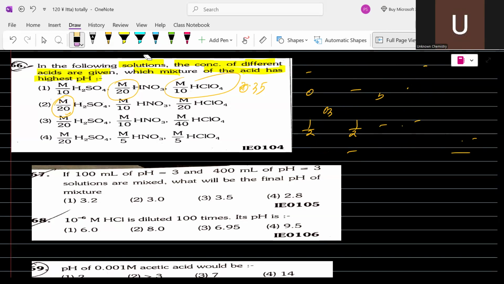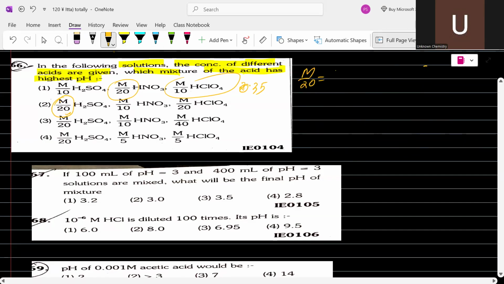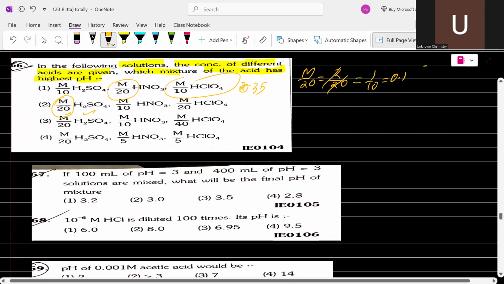And the next option, let me erase this, everyone. Okay, fine. Now the next are M by 20. M by 20 means 2 by 20, because H2SO4 will give 2. So 2 by 20 means 1 by 10, which is 0.1. Plus M by 10 is 0.1, plus M by 20 is 0.05. Right? So it will give 0.25 molar concentration of H plus ion.